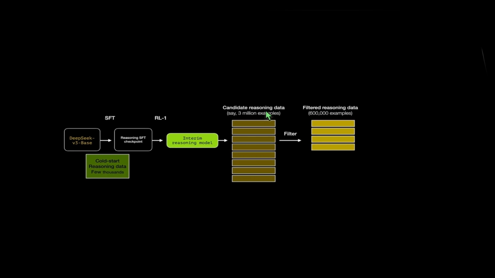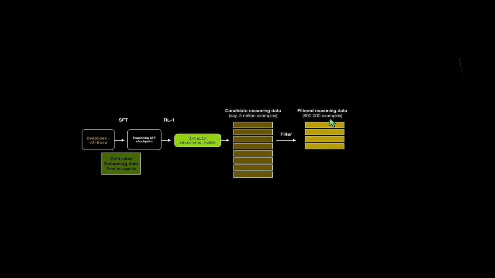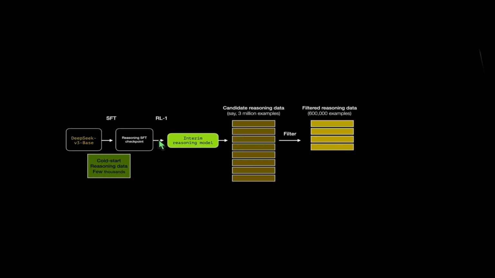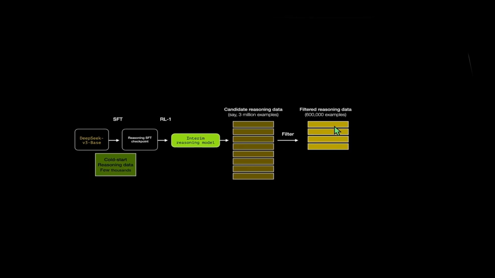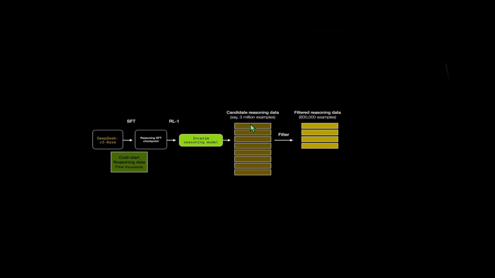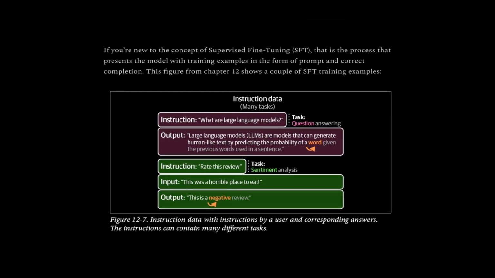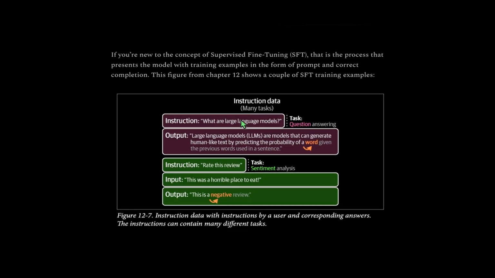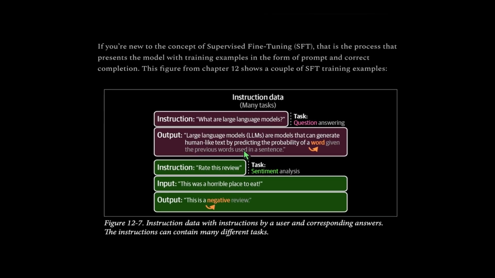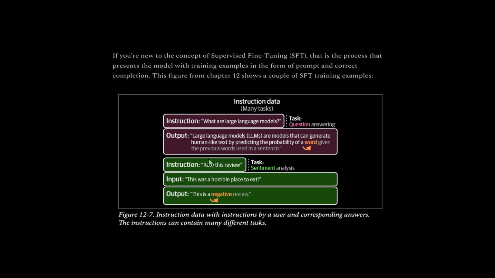To understand the workflow more clearly, the DeepSeek V3 model was first trained using a dataset known as cold start reasoning data, which originated from DeepSeek R1 Zero. This dataset served as the foundation for supervised fine-tuning, leading to the creation of the intermediate reasoning model. From a total of about 3 million examples, approximately 600,000 high-quality reasoning samples were selected for reinforcement learning. These examples included topics like mathematics, programming, logical reasoning, factual question answering, and translation.